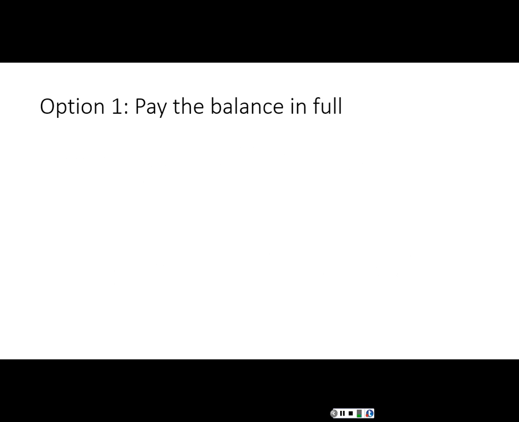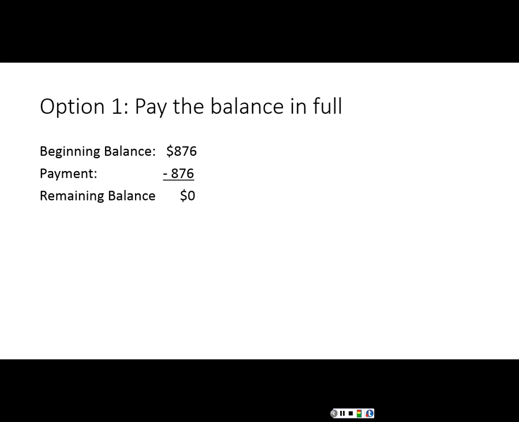Option 1 is we're going to pay for the whole balance in full. Now, most of the time you can't do that, but this is just to sort of give us a place to start from. So if the balance is $876 and we pay the entire $876, then our remaining balance is 0. You're only charged interest on your remaining balance. So since there is no remaining balance, there is no interest.